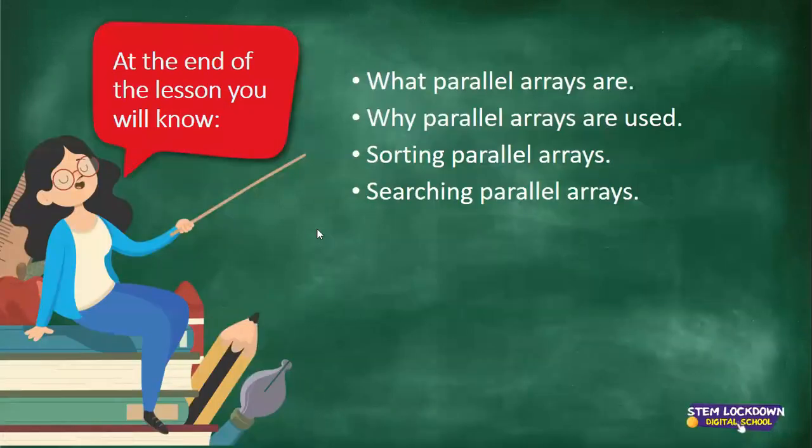So by the time we're done here, and if this was successful, I would like you to understand four things. Firstly, what are parallel arrays? If you understand that part, we're going to move into why we use parallel arrays. Why does it work for us? What are the uses? And after we've covered that part, we're going to look at two more things. The first one would be sorting these parallel arrays and searching parallel arrays.